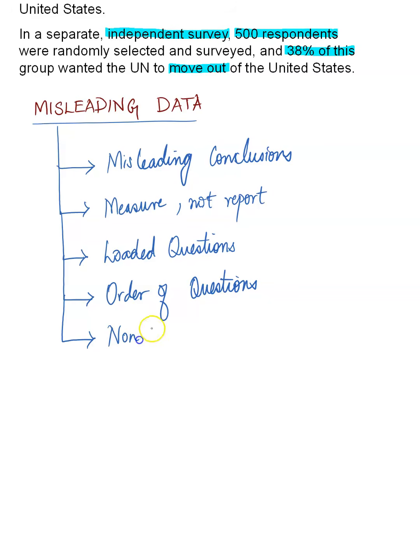Non-response is another pitfall, where someone is unavailable or refuses to respond. That is a non-response. And that can mislead because you have missing data there, right?